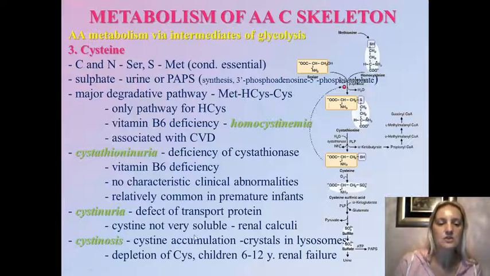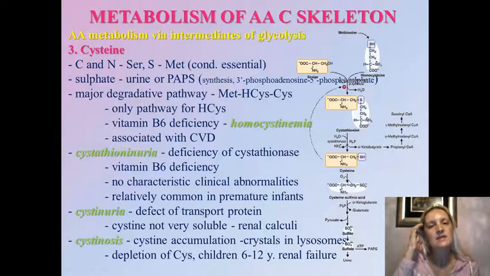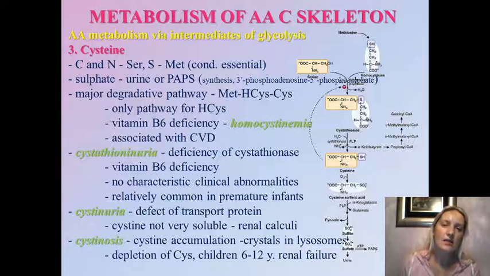Then we have another disorder, which is cystinuria, and this is the defect of the transport protein for cystine and cysteine. And cystine is not a very soluble molecule, so it tends to form renal calculi. Cystinosis is a disorder arising from cystine accumulation in lysosomes, and it tends to form insoluble crystals in lysosomes, and at the same time it yields the depletion of intracellular cysteine. In children between 6 and 12 years it leads to the formation of renal failure.